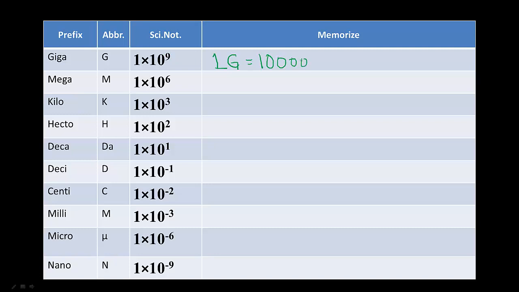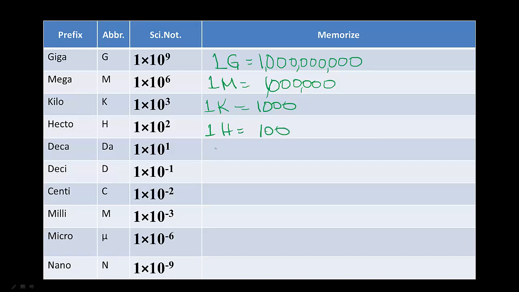1, 2, 3, 4, 5, 6, 7, 8, 9, which is a billion. 1 mega is equal to 1 with 6 zeros behind it. 1, 2, 3, 4, 5, 6, which is a million. 1 kilo is equal to 1 with 3 zeros behind it, which is 1,000. 1 hecto is equal to 100. 1 deca is equal to 10.